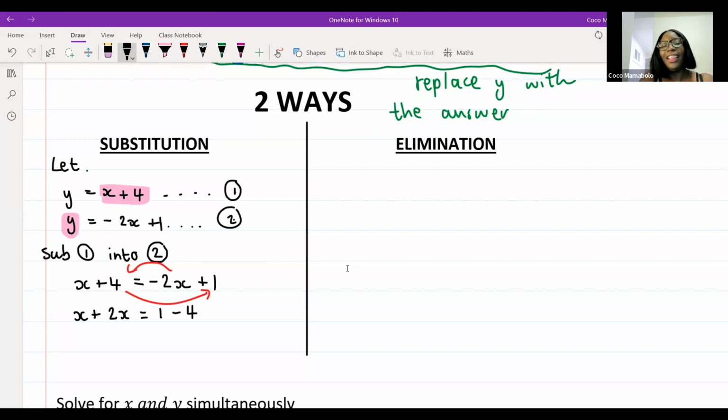Okay. So what happened to the y? Remember we said that we're going to replace y with what y is equal to. So in the next equation, wherever I see a y, I'm going to replace it with x plus 4. Here, the first thing I came across was a y. So wherever I saw a y, I replaced it with x plus 4.